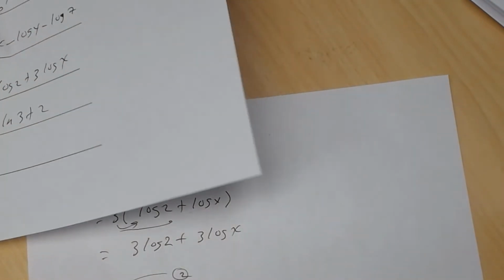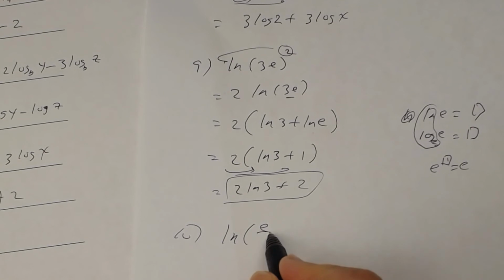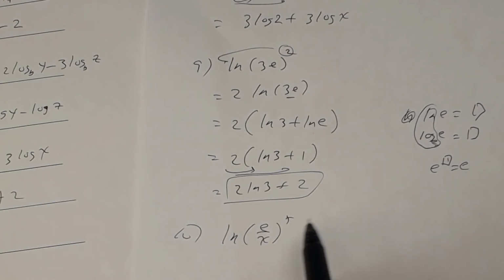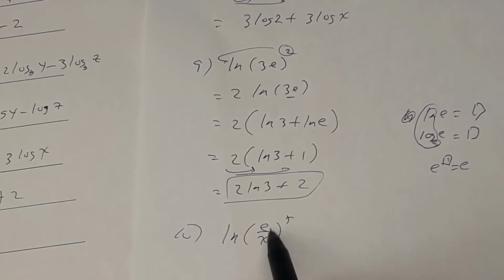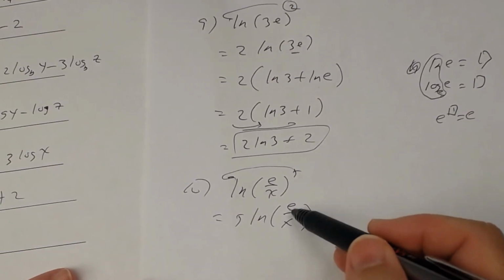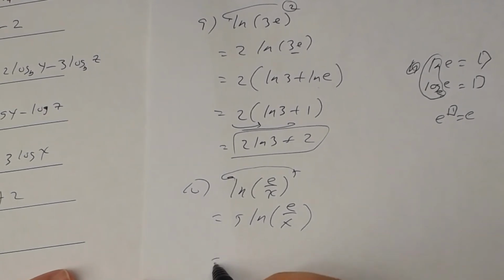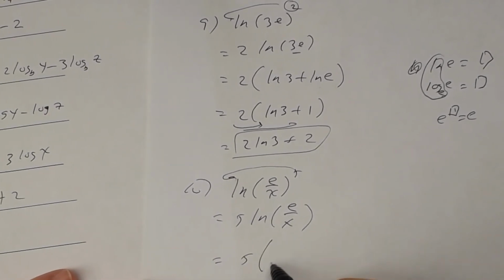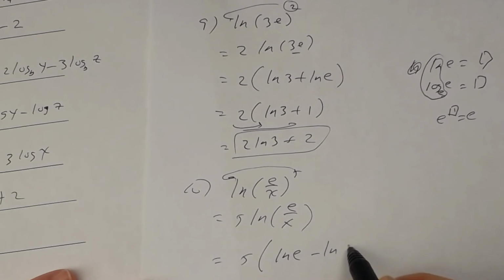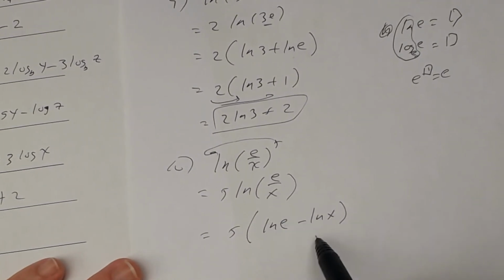All right, and then finally number 10, you have the natural log of e divided by x, raised to the 5th power. I'm going to use the power first, because this whole quotient is being raised to the 5th power. That's 5 natural log of e divided by x. So I'm going to expand this, since that's a quotient. I'm going to use the quotient property and change that to a subtraction problem. So that's 5 times the natural log of e minus the natural log of x.